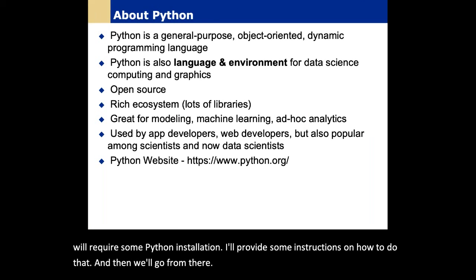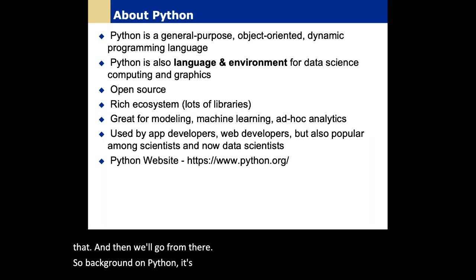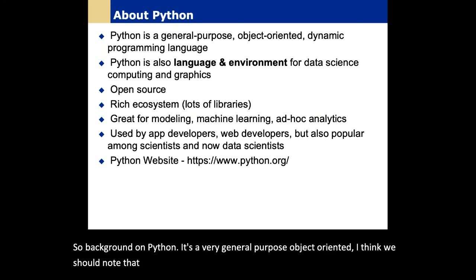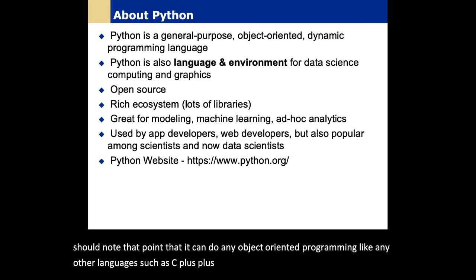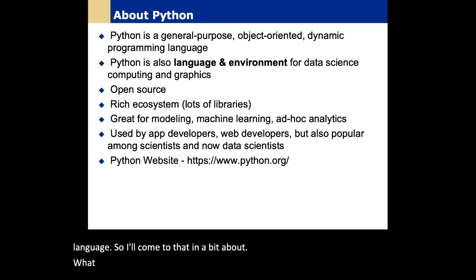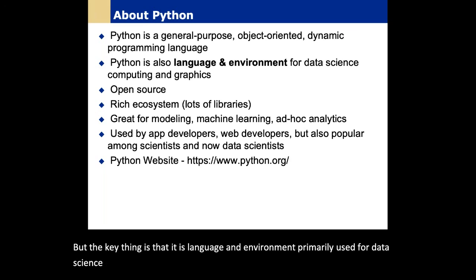So, background on Python: it's very general purpose and object oriented. We should note that it can do any object oriented programming, like any other language such as C++ or Java. And it is a dynamic programming language. I'll come to what dynamic programming means in a bit. But the key thing is that it is a language and environment primarily used for data science and graphics analysis.